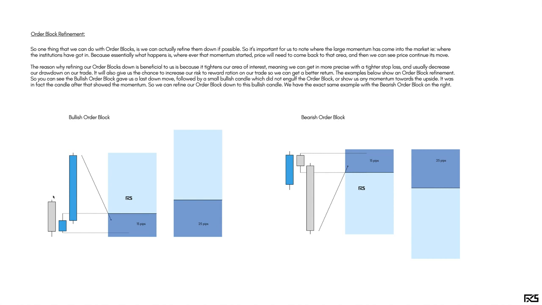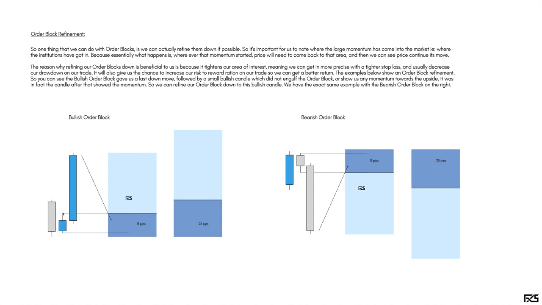So let's start on the bullish order block. So what we've got is this is the last down move before the up move. So this would be our order block. But you can see the candle that followed this one is here, and it's a bullish candle. But notice how it's not showing any momentum or any progression in the market. It hasn't engulfed this order block, meaning it hasn't closed above, showing that momentum. It was in fact the next candle that showed that momentum, engulfed this candle.